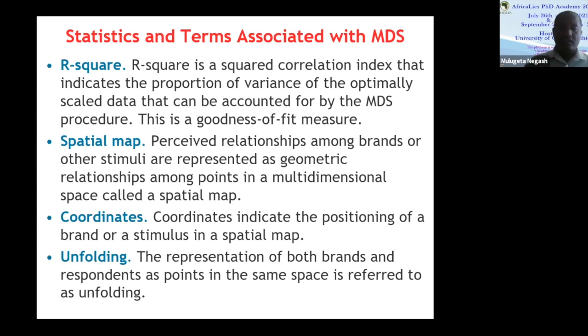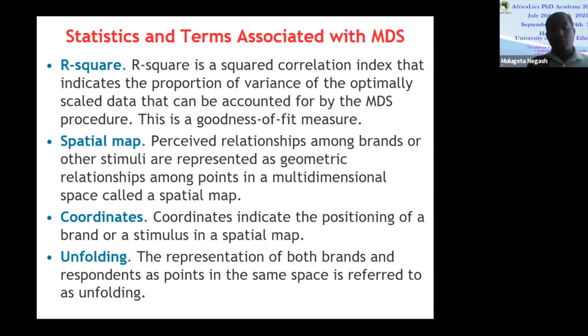And the other one is unfolding. This is a representation of both brands and respondents as points in the same space, referred to as unfolding. This is the procedure where brands and segments can be matched by using the SPSS procedure. For example, the customers might be segmented into five segments, and the brands might be five. So in the unfolding, which segment is preferring which brand? Brand one to segment one, brand five to segment two might be used in a representation. Representing both brands and respondents, meaning segments or customers, as points in the same space is referred to as unfolding.